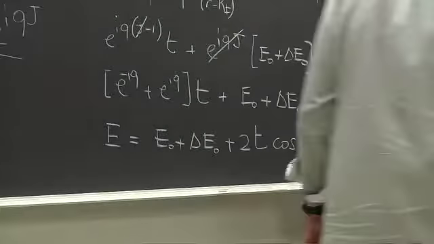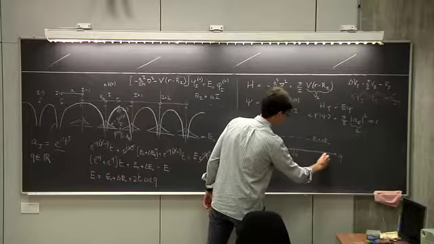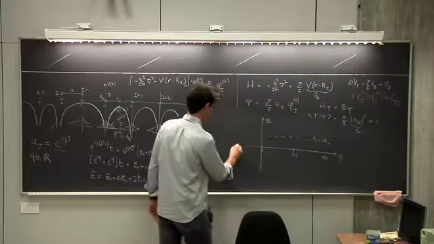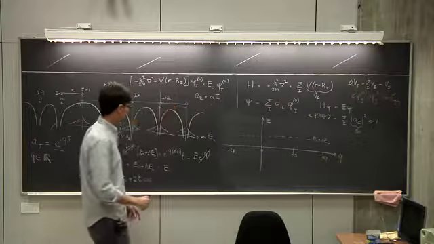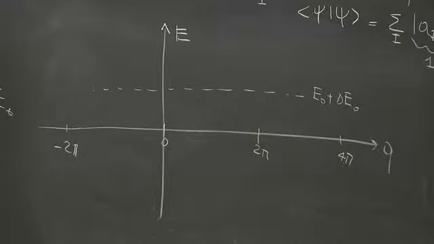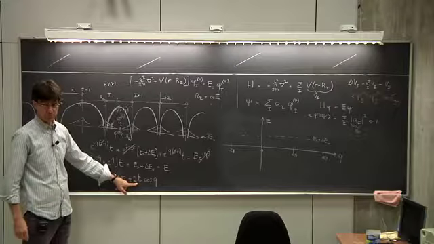So let me draw here 0. Here I will have 2 pi. Here we'll have 4 pi, minus 2 pi, and so on and so forth. Okay, let me start with q equals 0. For q equals 0, E naught plus delta E naught, obviously, plus 2t.